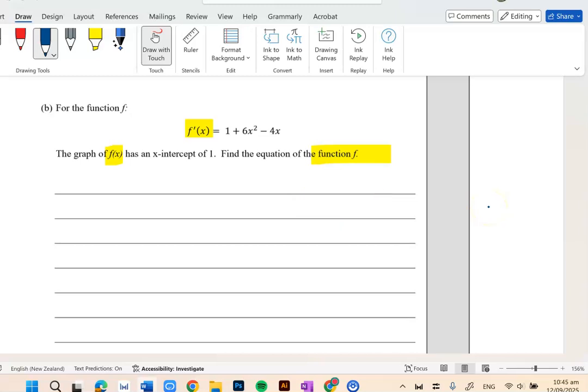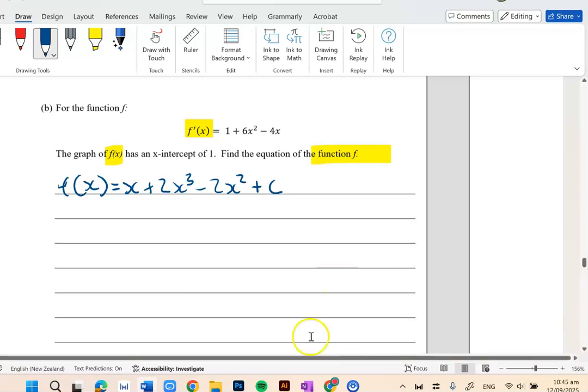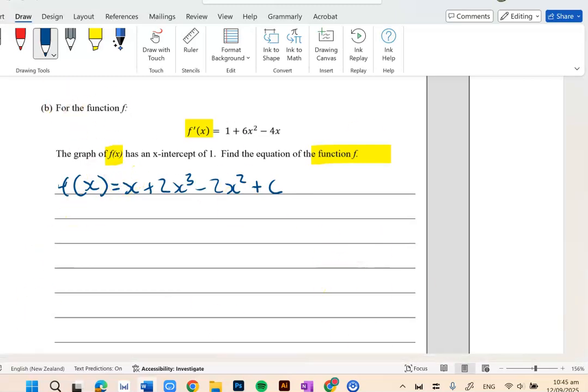So if I anti-differentiate, f of x is going to equal, 1 becomes x, plus, add 1 to the power, divide by the power, so there'll be 2x cubed minus 2x squared plus c. Do not forget the plus c. If you forget the plus c, you'll get it all wrong. Now we're already given an x value, so we just need to plug it in to get what c is.